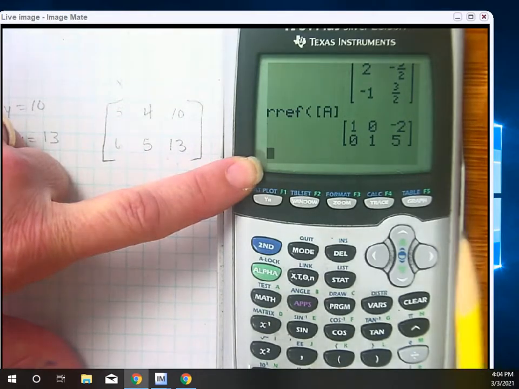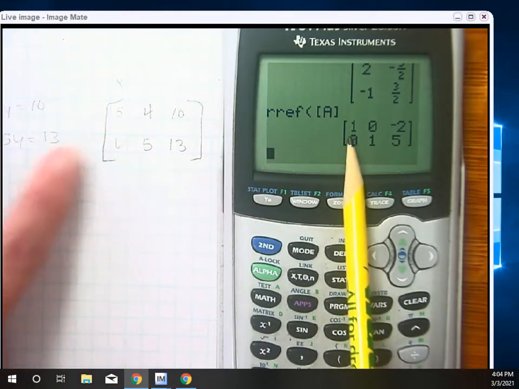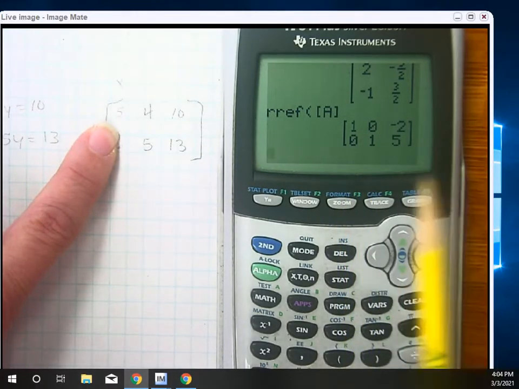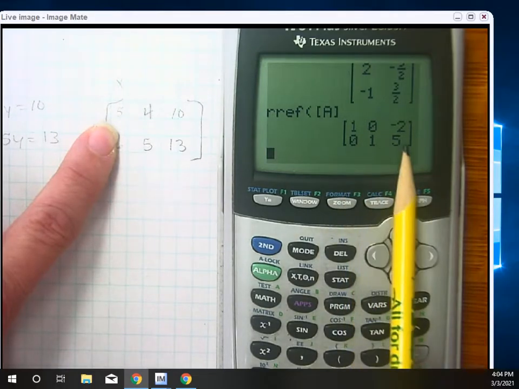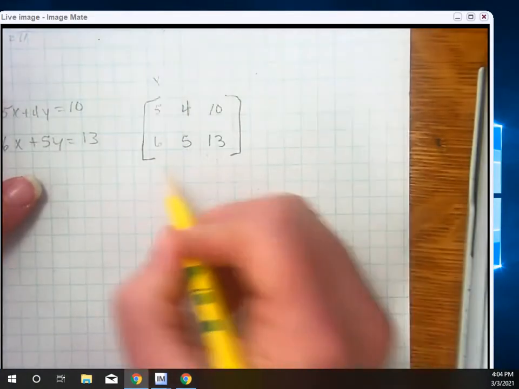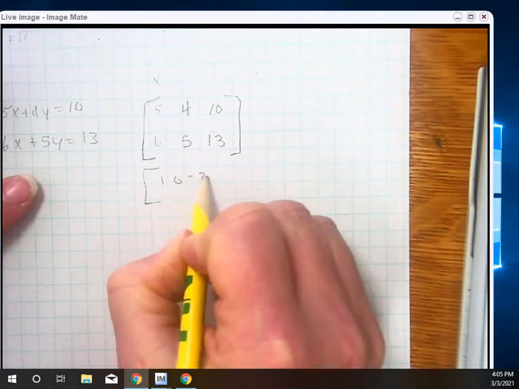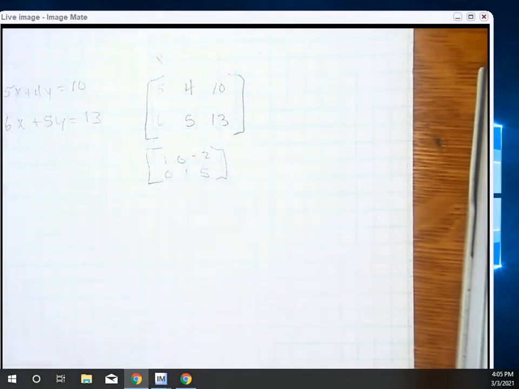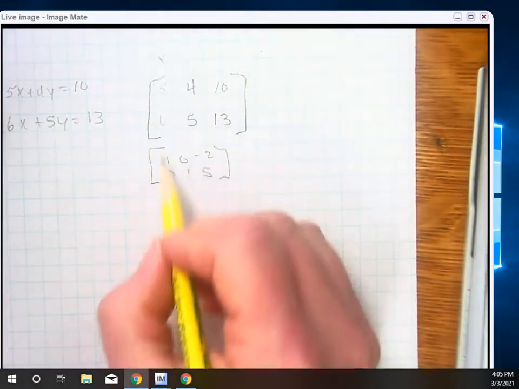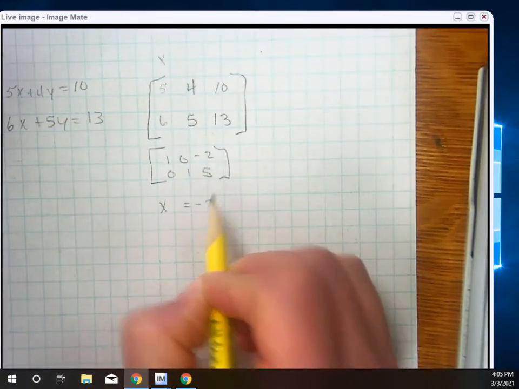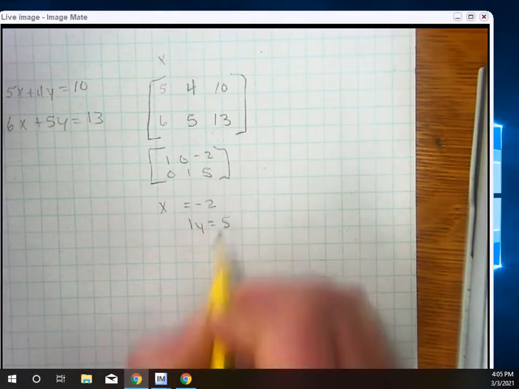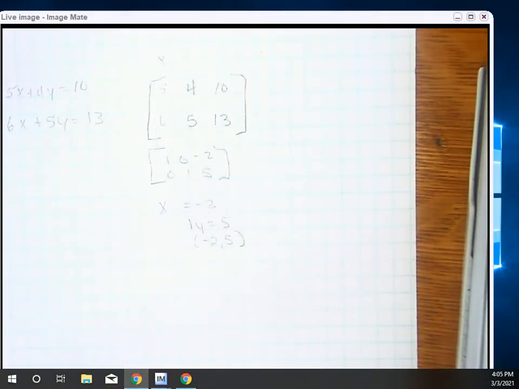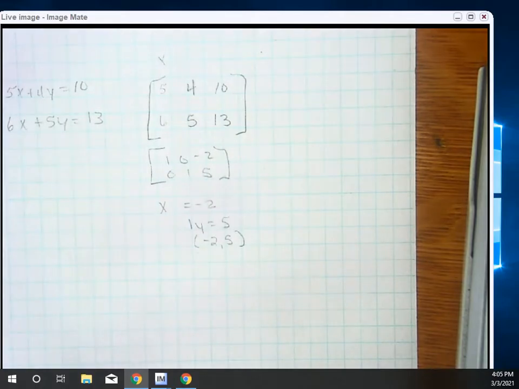If you notice, what it has done in my first column were my x values. So I have 1x equals negative 2. I have 1y equals 5. And those of you that are watching, I am not going to allow my students to give me this answer. That is not the answer. I need the answer to the system, and this is 1x equals negative 2 and 1y equals 5. So negative 2, 5 is my ordered pair that is the system answer.